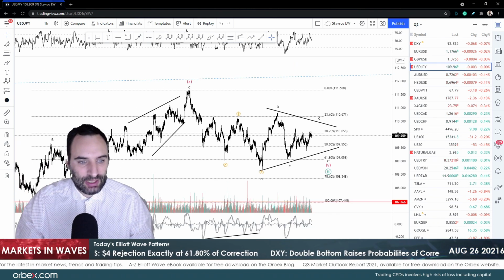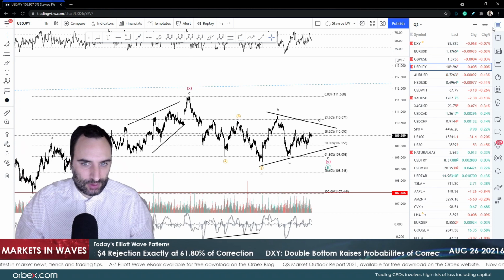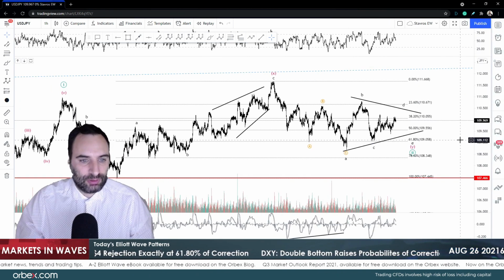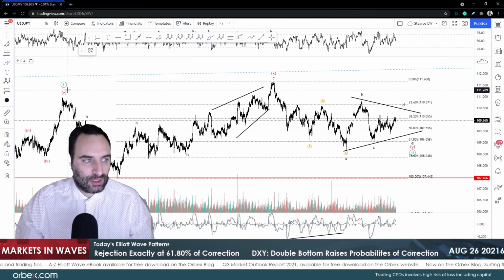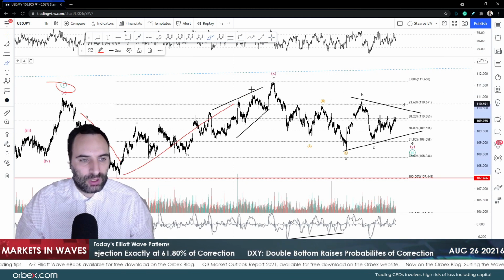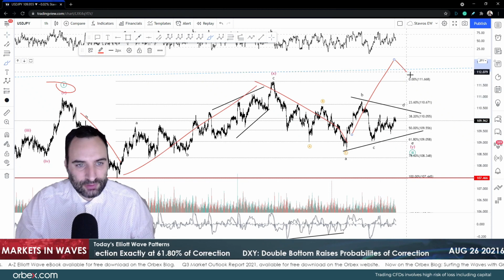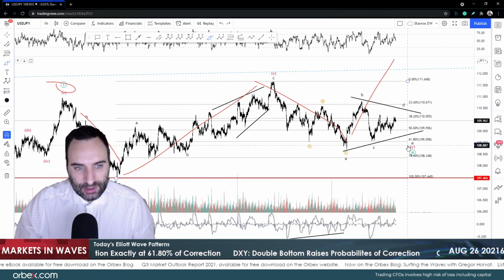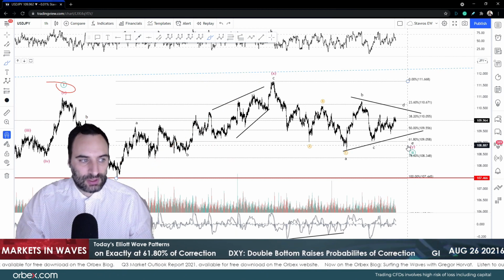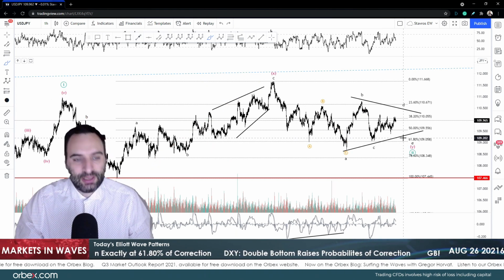Dollar yen has changed again, because we remain here. Before, we were looking at this as 1 and 2, then a leading diagonal 2, then 3, 4, and 5. But with that over here, that definitely looks like more of a sideways market, right?